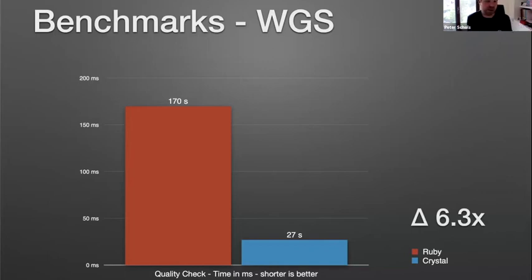And we measured this by, I mean, we implemented this first in Crystal. We then ported it to Ruby, which is very simple, actually. You're removing a couple of type annotations and you have the Ruby code.